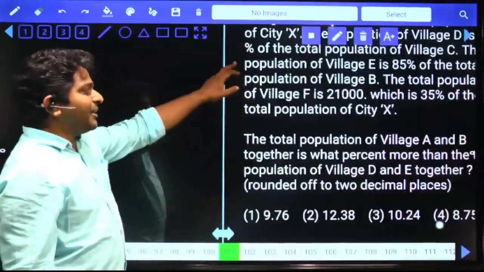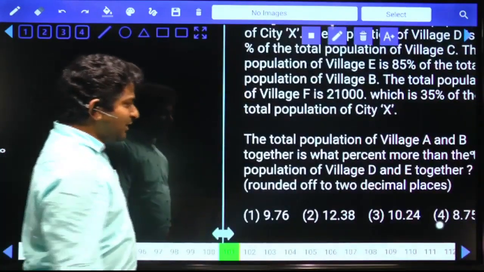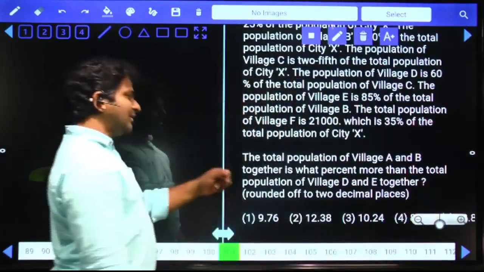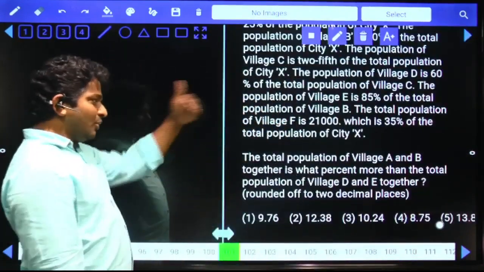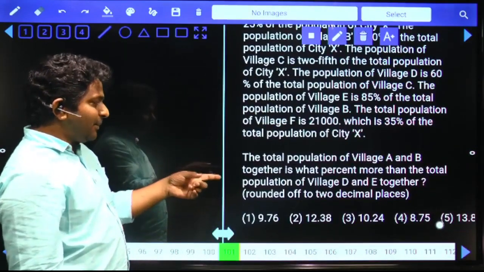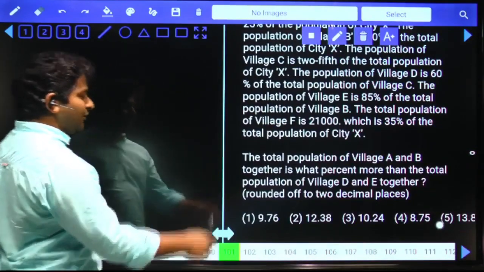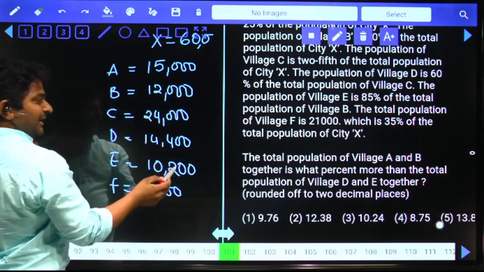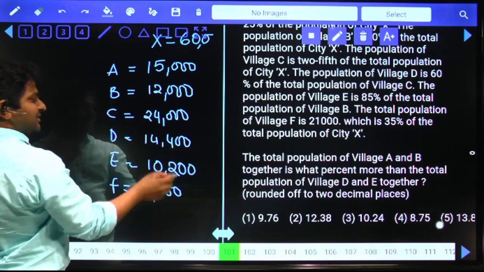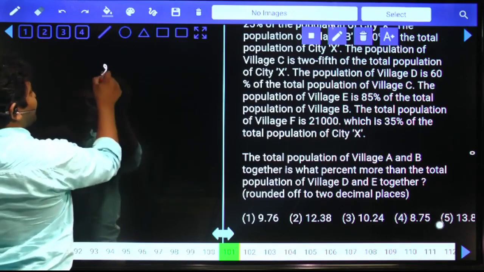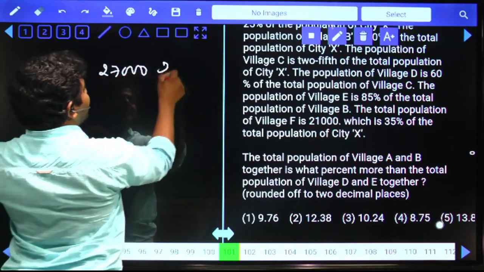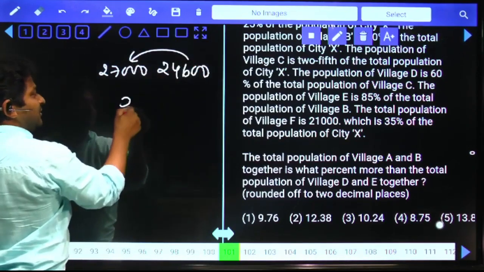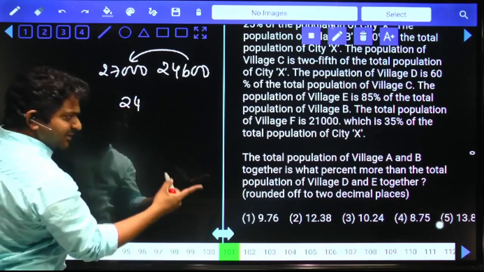Next, total population of village A and B together is what percentage more than total number of population from D and E together, rounded off to 2 digits after decimal. Okay. AB together 27,000. DE together 24,600. 27,000, 24,600. What percentage more? What percentage more only? Yes.